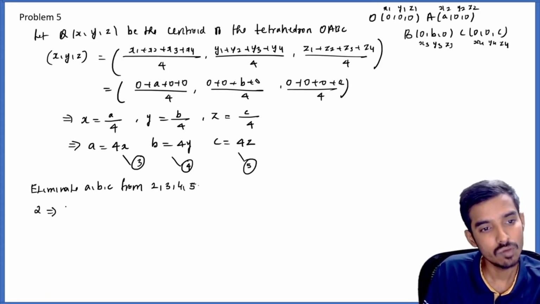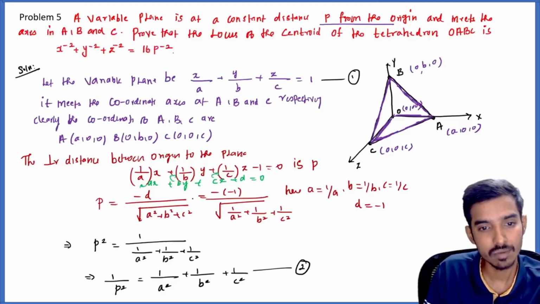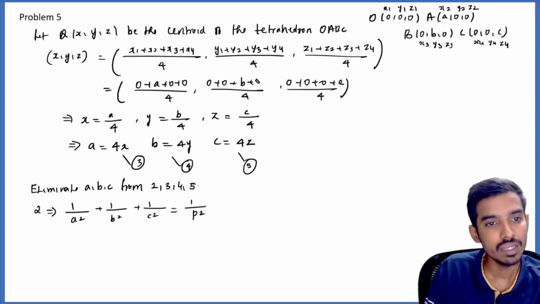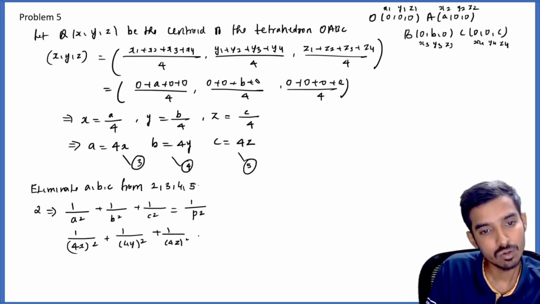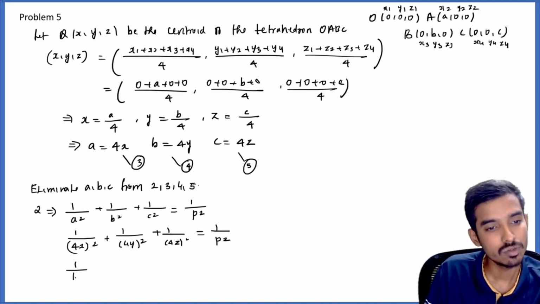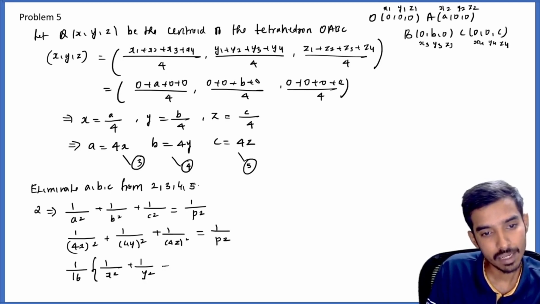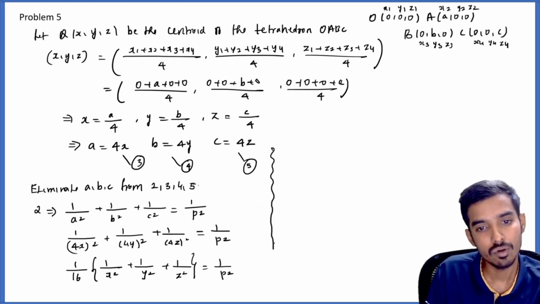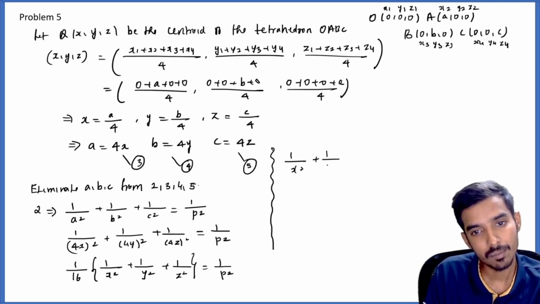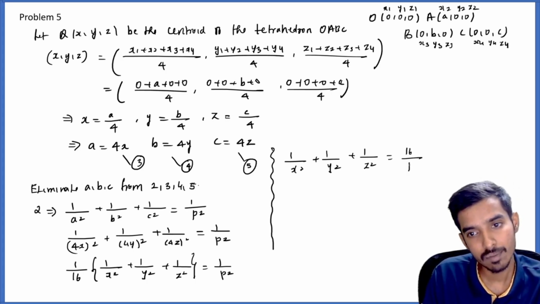So from 2, we have 1 by a square plus 1 by b square plus 1 by c square is 1 by p square. And we know a is 4x. So this will be 1 by 4x whole square plus 1 by 4y whole square plus 1 by 4z whole square is equal to 1 by p square. So just take this 1 by 4 square outside. So we have 1 by x square plus 1 by y square plus 1 by z square is equal to 1 by p square. So therefore, this will be 1 by x square plus 1 by y square plus 1 by z square is equal to 16 divided by p square.